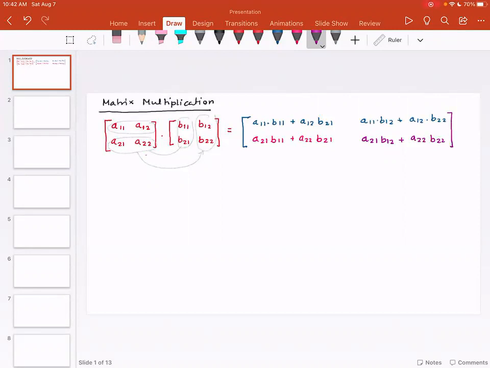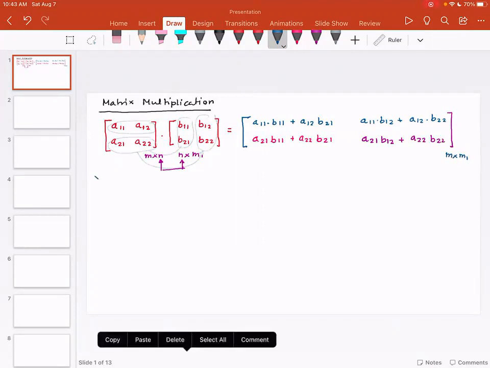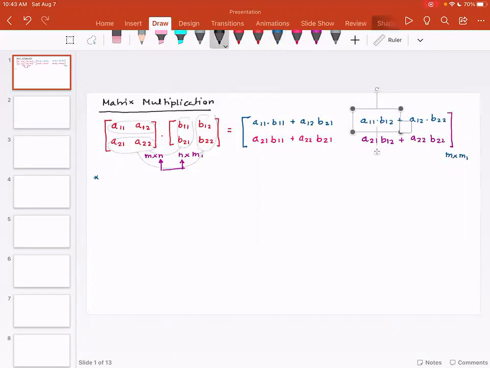So for this matrix multiplication to be valid, if I have a matrix M by N, it should be multiplied by matrix maybe N by M1. So the number of columns and number of rows must be same, and the resultant matrix will have dimension M times M1. In this particular problem, that doesn't matter because M and M1, both of them have the same dimension. Now this is called the dot product, or sometimes also called the inner product.